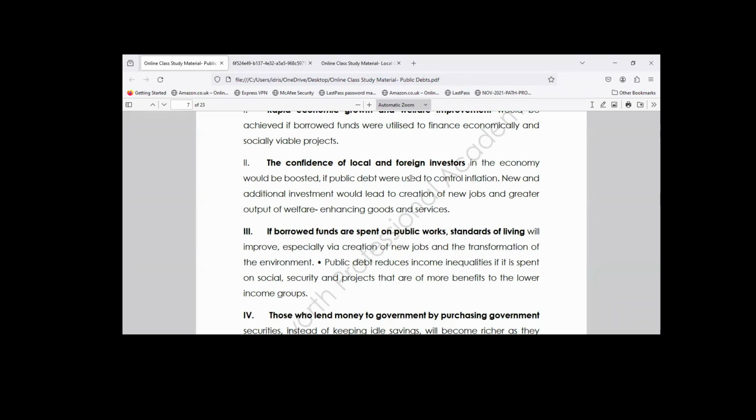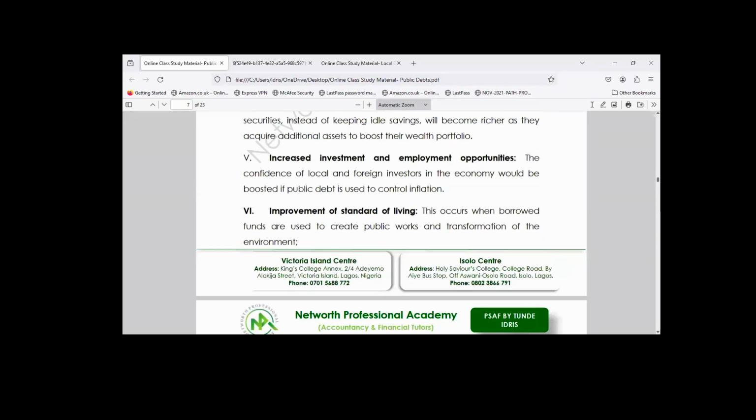Another one, increase in standard of living. That is point 3. The standard of living of Nigerians will improve if government borrowed money. Because that money that government borrowed, maybe they want to use it to construct rail, and the rail they want to construct is going to benefit many communities. If government borrowed to construct hospitals, our standard of living will increase, our health will improve. So that is the point, improvement of standard of living.